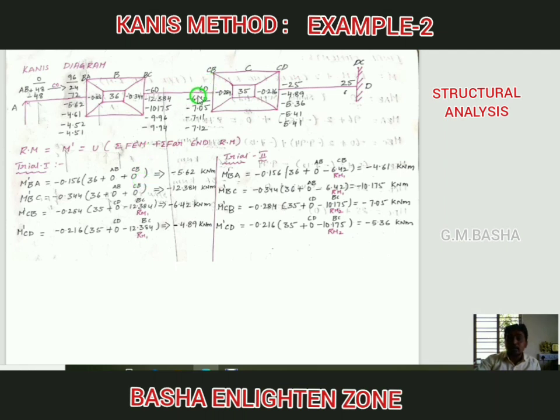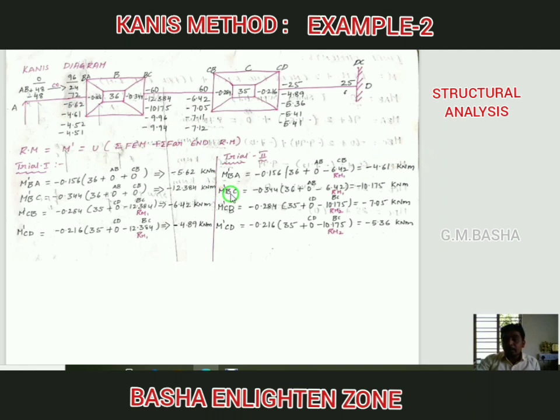In the next step, there will be a first trial rotation moment in the CB. That is the reason I am considering here the far end rotation moment CB as minus 6.42. I am applying it here, and after that I am simplifying it by using your calculator. You will get minus 4.61. Immediately after simplifying, you write down here minus 4.61.